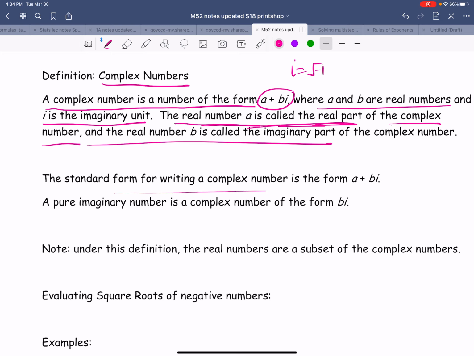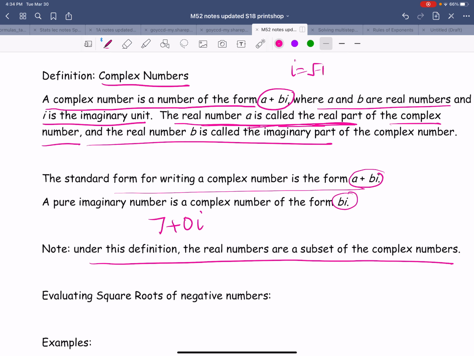The standard form of writing a complex number is a plus bi. A pure imaginary number is a complex number of the form bi. So your real part can be 0, the imaginary part can be 0. Remember earlier, I did say that all the real numbers are part of complex numbers. All real numbers fall in the set of complex numbers. So if your real number is 7, you can write it as a complex number by using 7 plus 0i. So your imaginary part will be 0 here, real part would be 7. All real numbers are a subset of complex numbers.